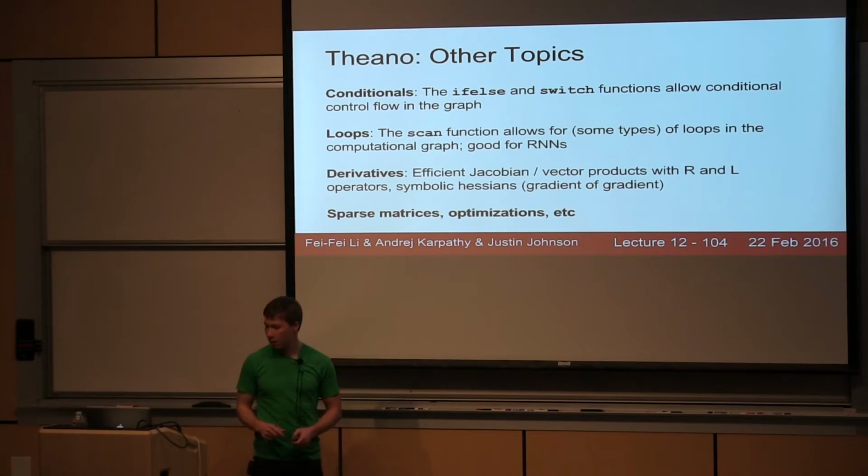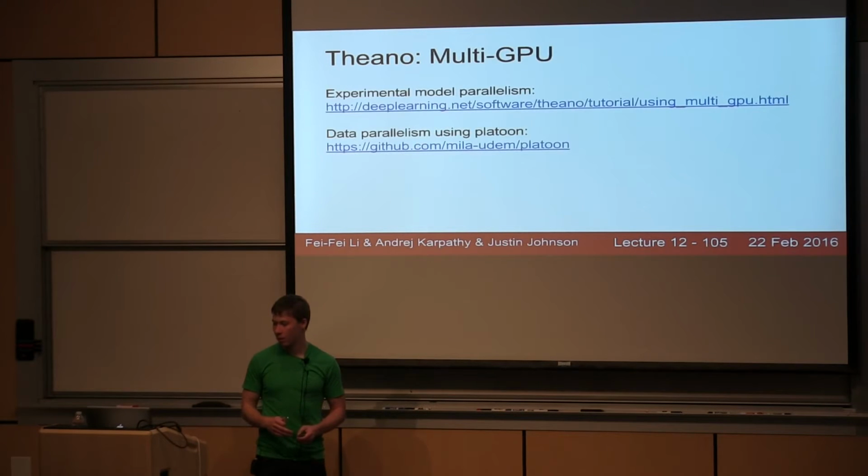And scan actually lets you sort of do that in a loop and have the loop be an explicit part of the graph. And we can actually go crazy with derivatives. We can compute derivatives of any part of the graph with respect to any other part. We can also compute Jacobians by computing derivatives of derivatives. We can use L and R operators to efficiently do matrix vector multiplies of vectors and Jacobians. So you can do a lot of pretty cool derivative type stuff in Theano that's maybe tough in other frameworks. And it also has some support for sparse matrices. It tries to optimize your code on the fly and do some other cool things.